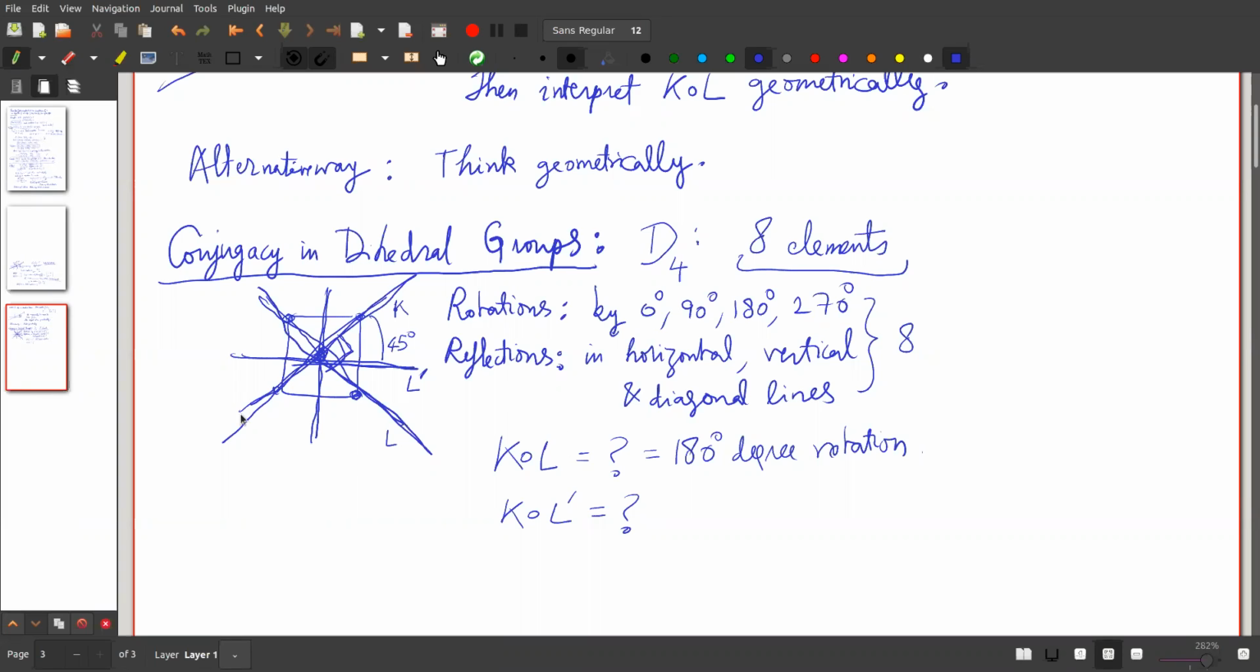So the problem is to describe conjugacy in dihedral groups geometrically. What I want to ask is, for example, take this reflection L and this reflection K. Are they conjugate to each other? That's the question. Is L prime conjugate to K?